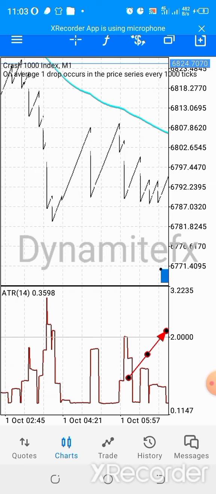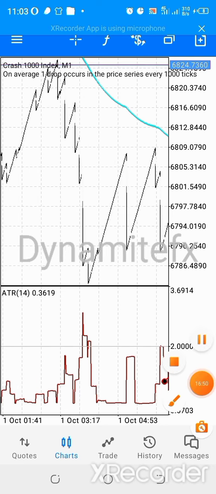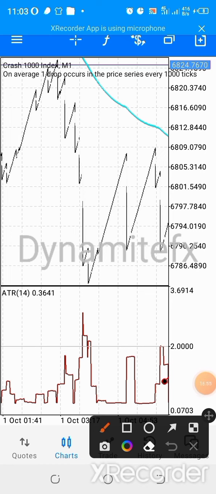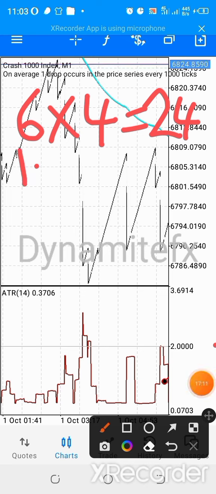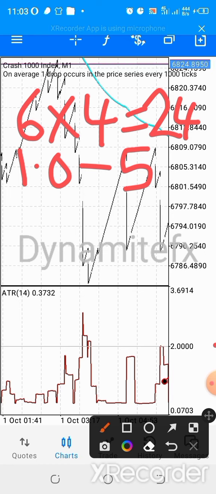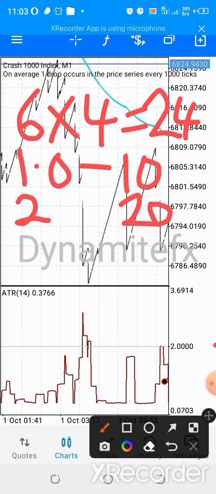If you catch 6 candles successfully 4 times, you have caught 24 candles. And these 24 candles, depending on your lot size, if you use 1.0, 1.0 4 times is actually $10. Sorry, it's $10. 2.0 is 20. 3.0 is 30. 4.0, let me do it though.